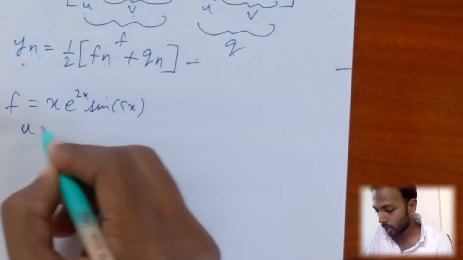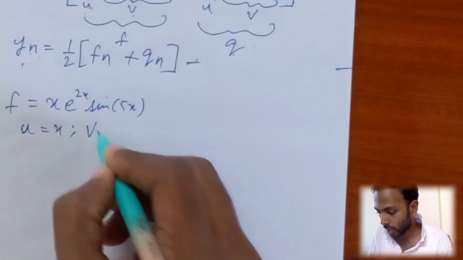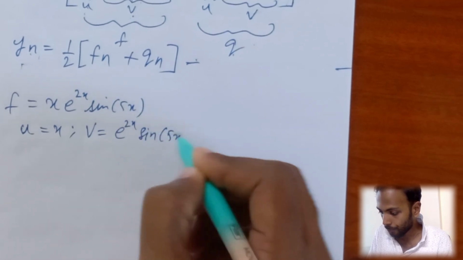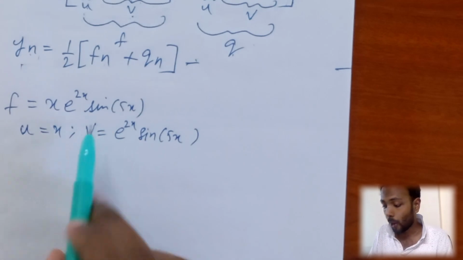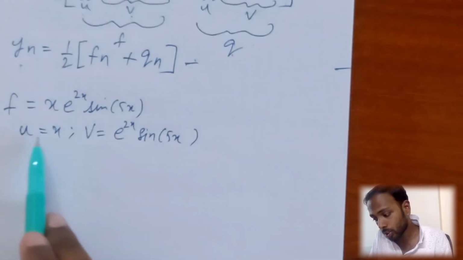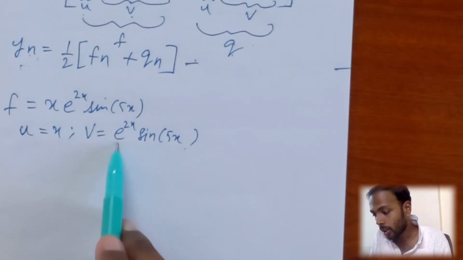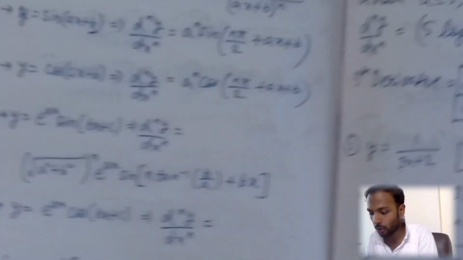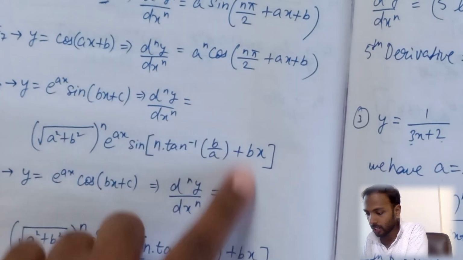So how to find the nth derivative of this? Again, let u be equal to x, and let v be equal to e power 2x into sine of 5x. Why did I choose v as this? Because this formula we already know. There is a direct formula.